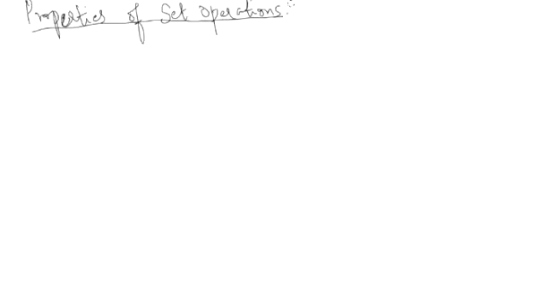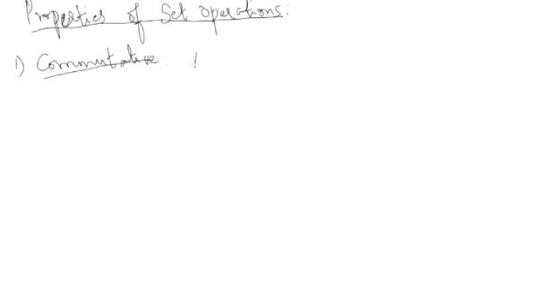Of course, there are also set difference, symmetric difference, and disjoint sets, etc. The basic set operations are union and intersection. Okay, so the first property is the commutative property. What is the commutative property?